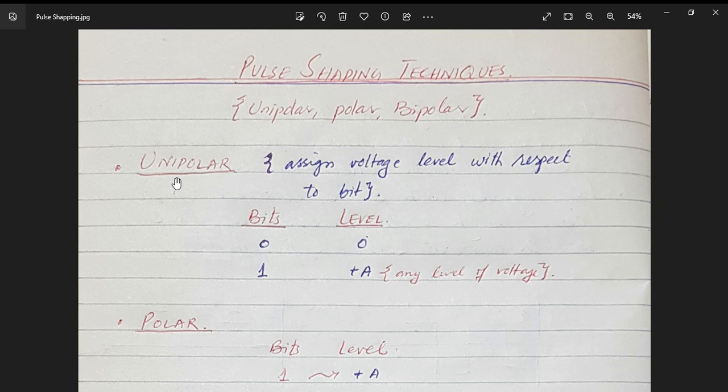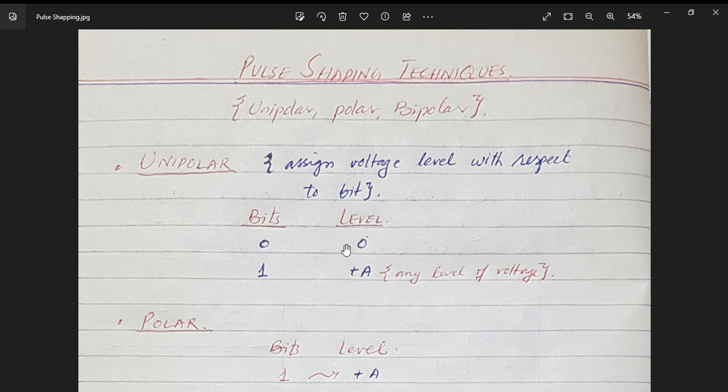It means that you are going to assign a voltage level with respect to the bit. The technique is that you are going to convert the digital data into a digital pulse or digital signal. That is why for each data bit given, you need to assign a voltage level accordingly. Usually the data is always in terms of 0 and 1. So for example, we are given two bits. The first is 0 and the second one is 1. And we need to assign a level.